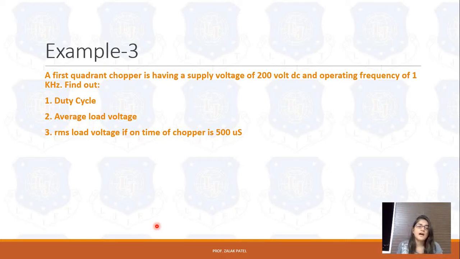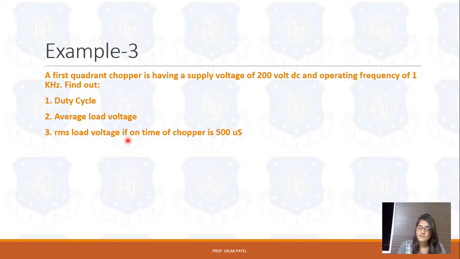So let's start with the solution. Here the values that are given are: supply voltage is 200 volt, operating frequency 1 kHz. We have to find out the duty cycle, that is D, the average load voltage VLDC, and VL RMS. You have to take the on time of the chopper as 500 microsecond.